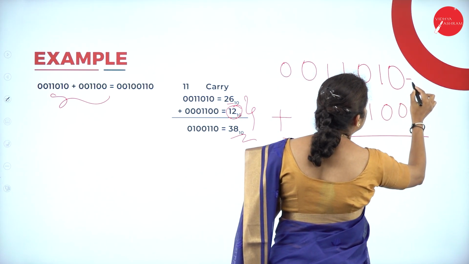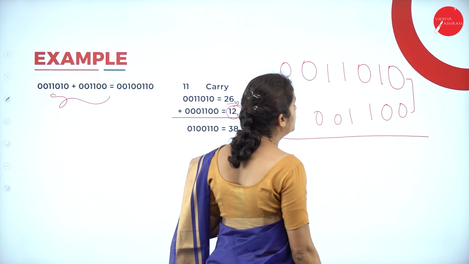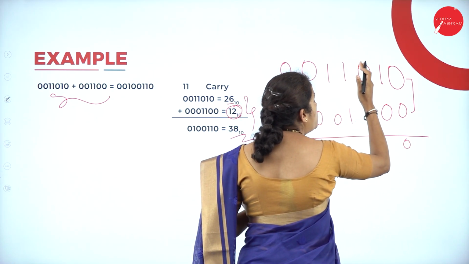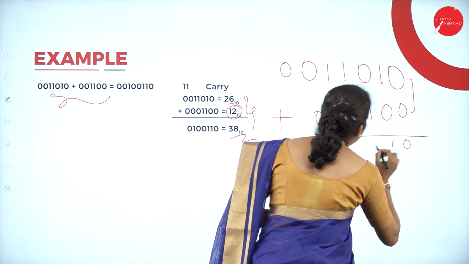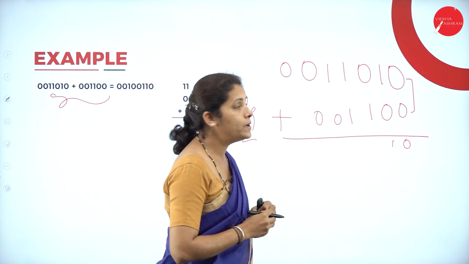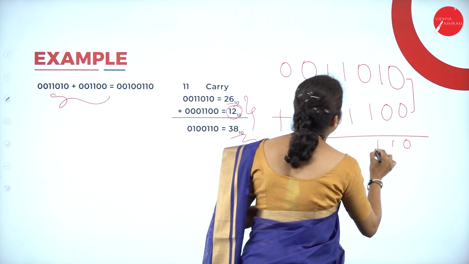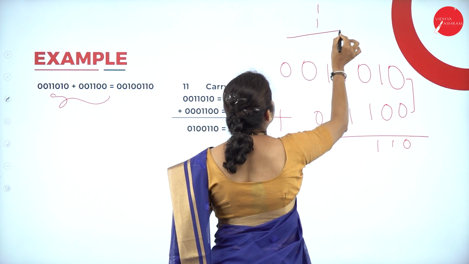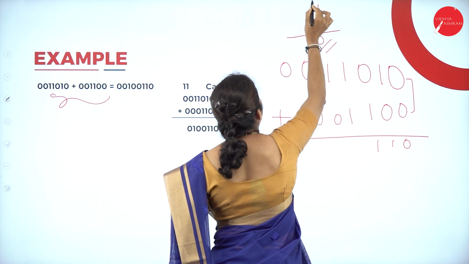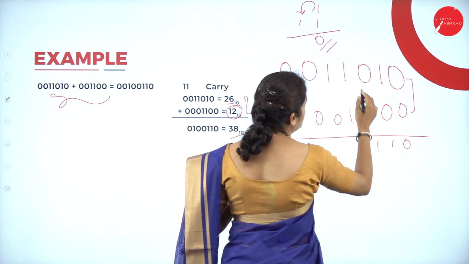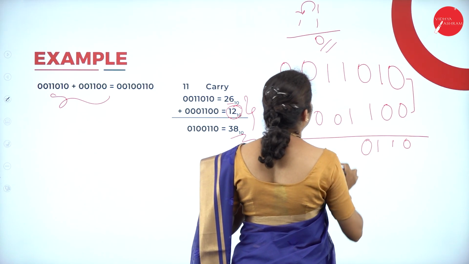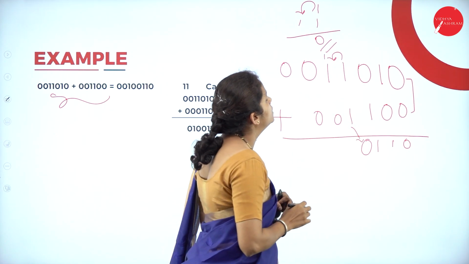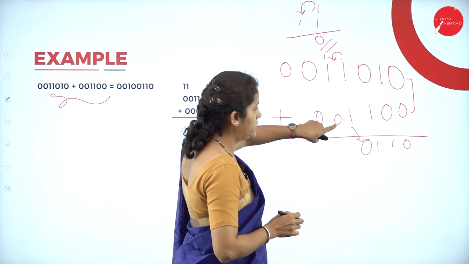If I add 0 plus 0, what is the value I'm going to get? I'm going to get 0. If I add 1 and 0, I'm going to get 1. If I add 0 plus 1, I'm going to get the value 1. If I have 1 and 1, that means 0 is my sum and 1 is my carry. So I'll write 0. Then 1 is propagated.